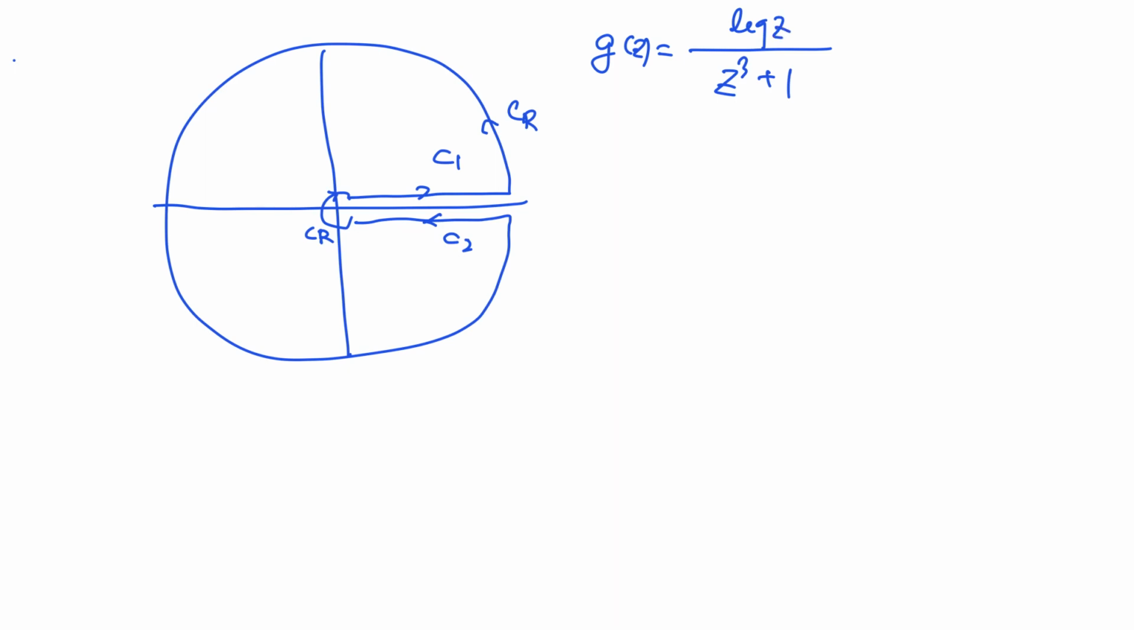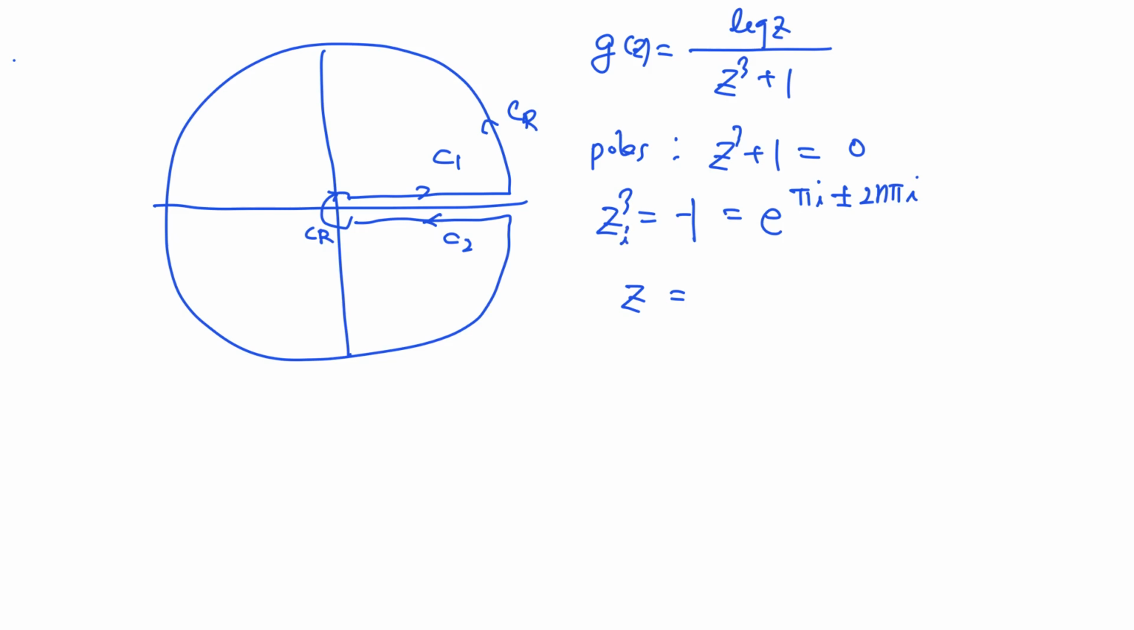So we need to find the location of the poles. z cubed plus 1 is 0, right? So z cubed is minus 1, which is the same as exponential i pi plus or minus 2n pi i, right? So z can be exponential i pi over 3 plus or minus 2n pi i over 3. So we have the first pole here, z0, z1, z2.